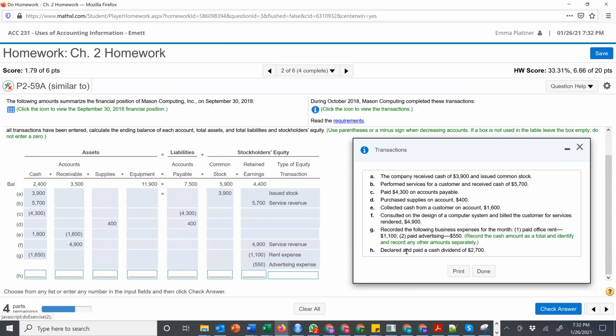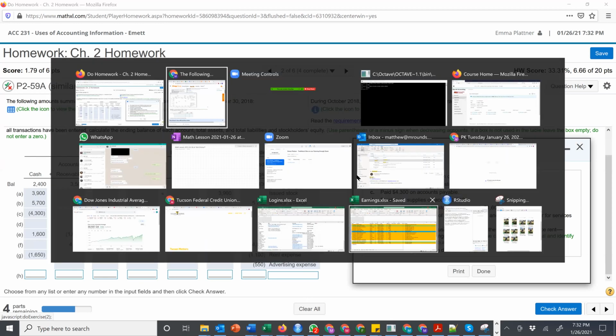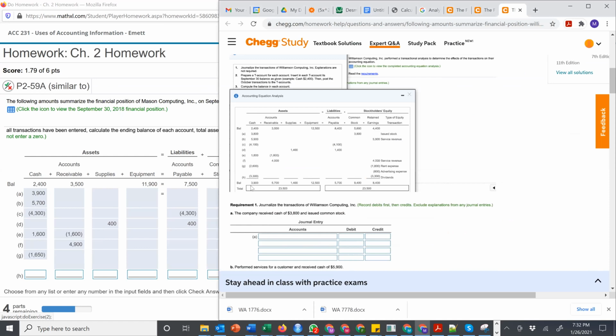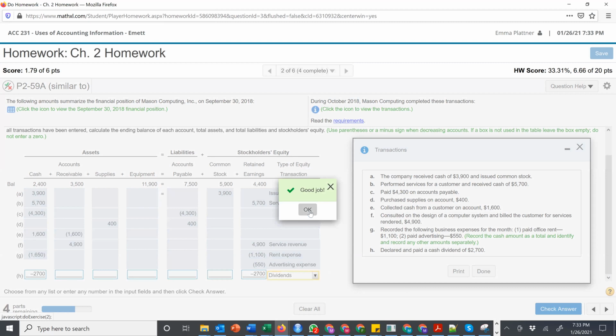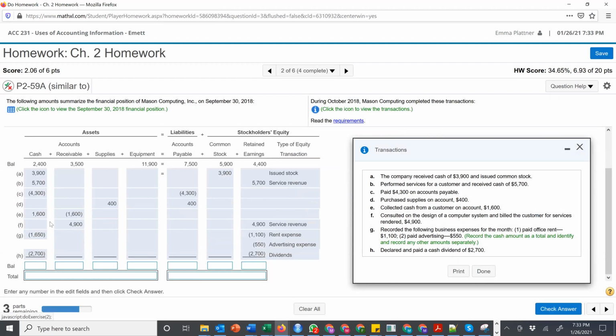H is declared and paid a cash dividend of 2,700. So that's there in the cash and in the retained earnings. It is negative again. So minus 2,700, minus 2,700, and dividends, check answer. Okay. Balance. So you got to add these up vertically. Now you got that beginning amount too to consider.